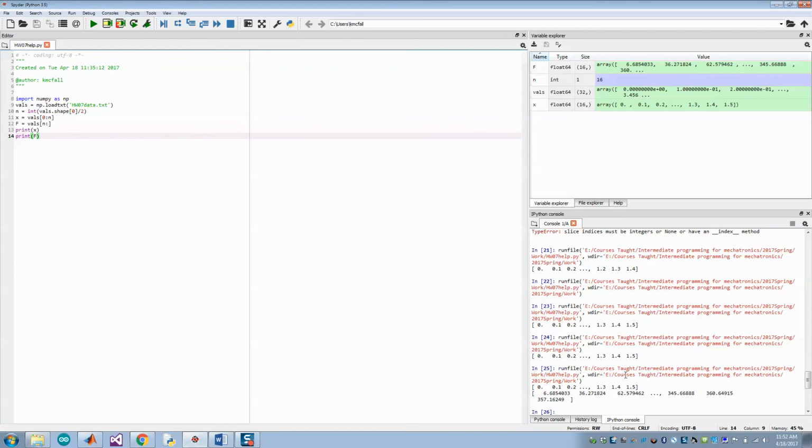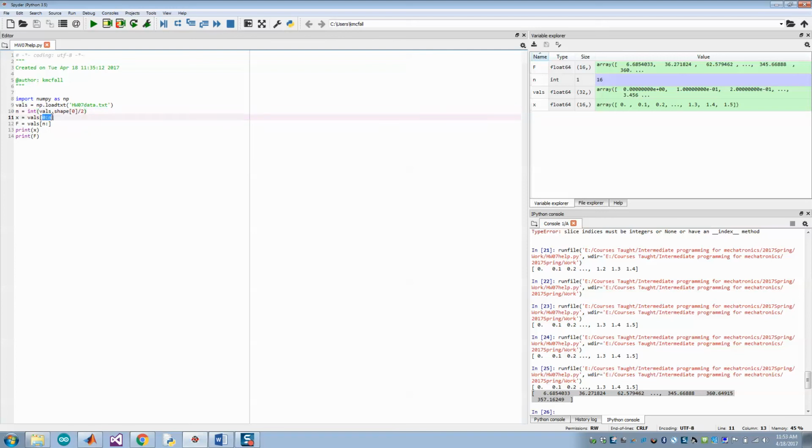Okay, so here are all of our x values, and here seem to be all of our f values. There do appear to be 16 of them. So basically what I did here is I've loaded in all of my values. I saw how many are there and divided it by 2, because the first half of them are x and the second half are f.